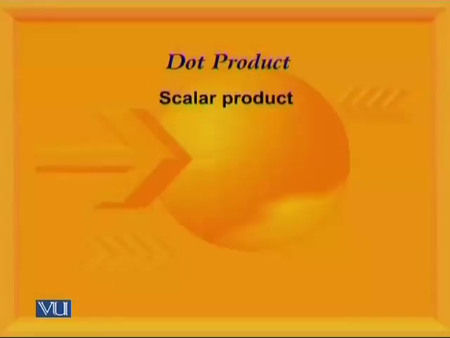Because the result of the dot product is the scalar quantity and the result of the cross product is the vector quantity. So first we take the dot product, that is the scalar product. The scalar product of the two vectors a and b is equal to the magnitude of a into magnitude of b into the cosine of the angle in between them. Let us see on the screen.